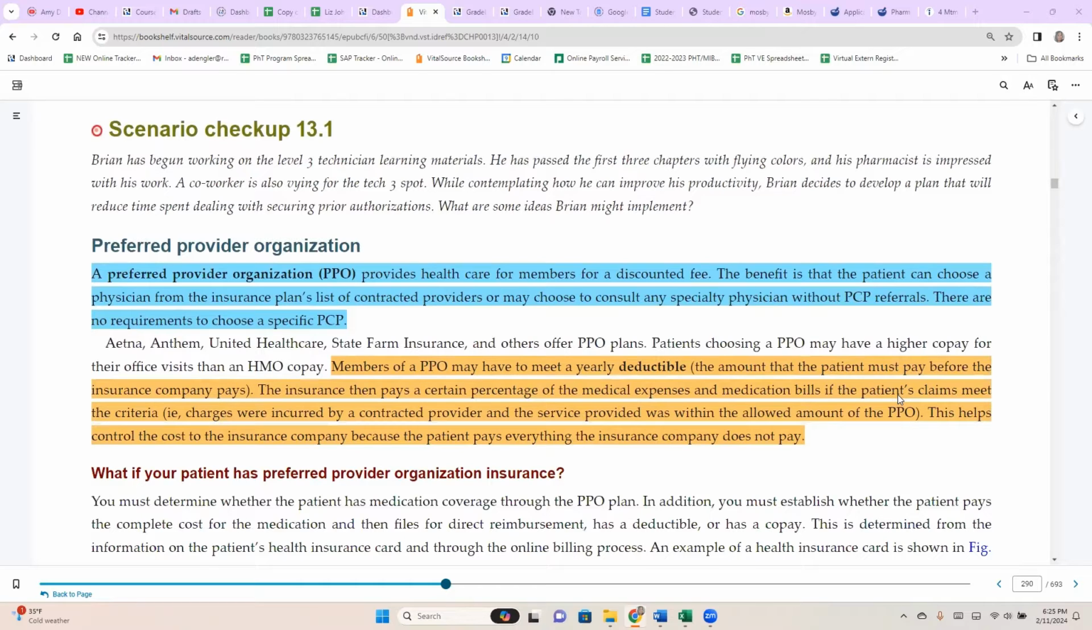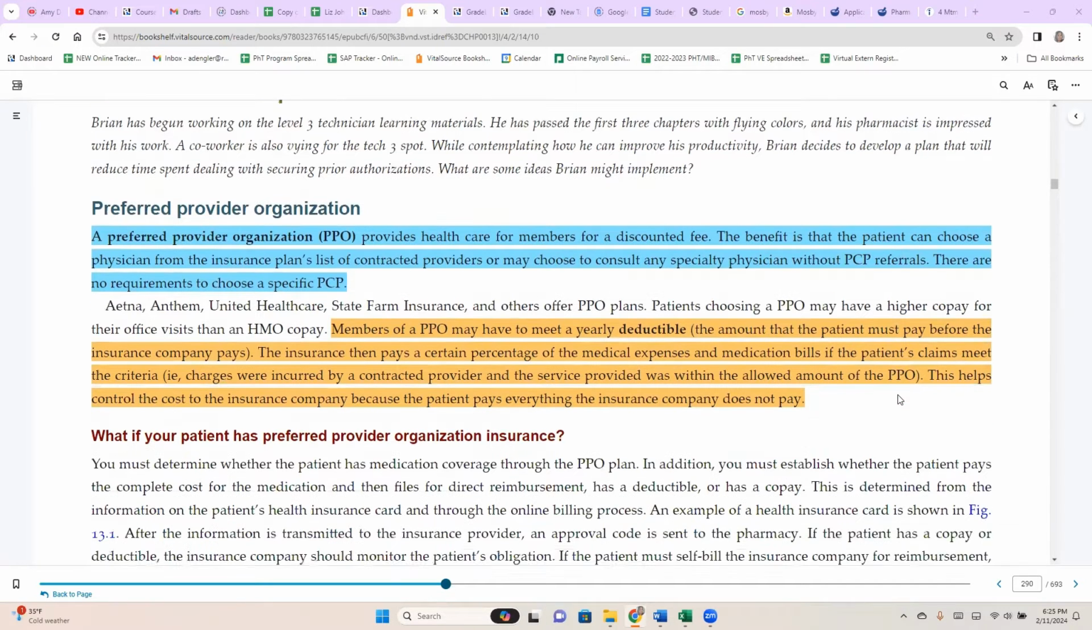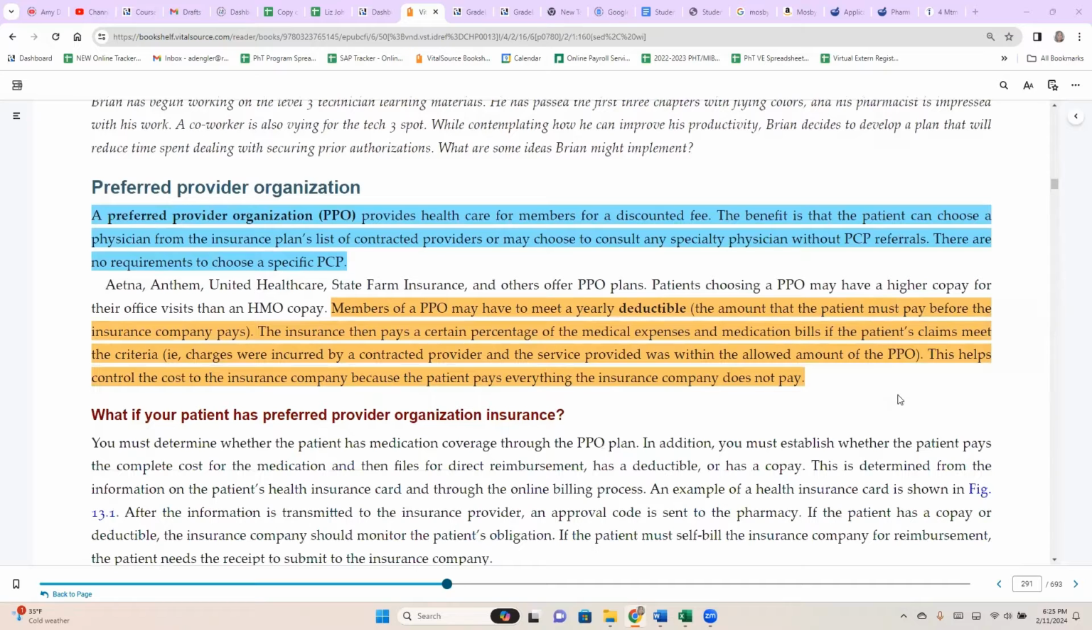A preferred provider organization provides healthcare for members at a discounted fee. The benefit is that the patient can choose a physician from the insurance plan list of contracted providers, or they can choose to consult any specialty physician without PCP referrals. There are no requirements to choose a specific PCP.